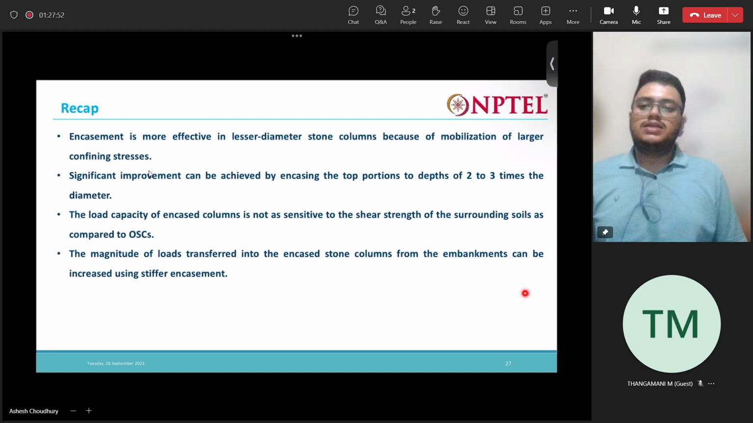Okay, significant improvement can be achieved by encasing the top portion to depths of 2 to 3 times the diameter. The load capacity of encased stone columns is not as sensitive to shear strength of the surrounding soil as compared to OSCs. The magnitude of load transferred into the encased stone columns of the embankments can be increased using stiffer encasement. So if you use stiffer encasement around the stone column, you can increase the magnitude of load transfer. So you can increase the load carrying capacity.